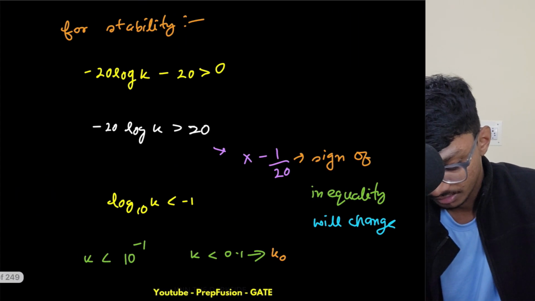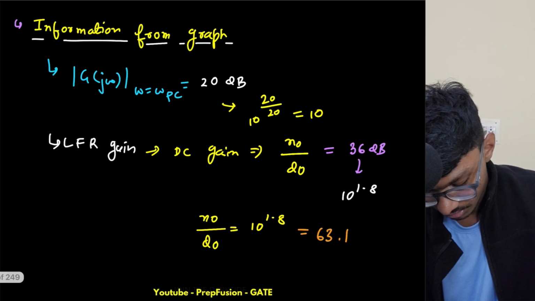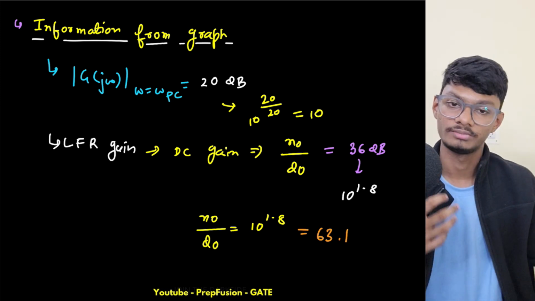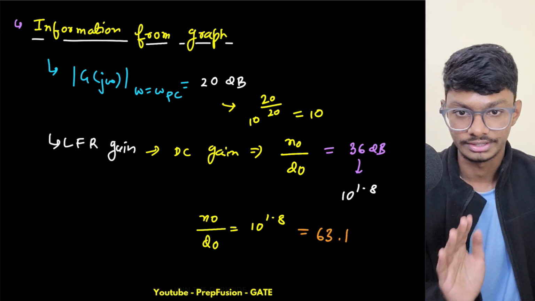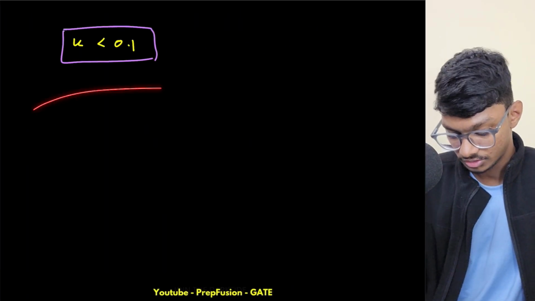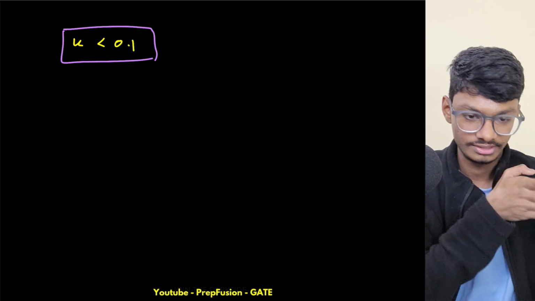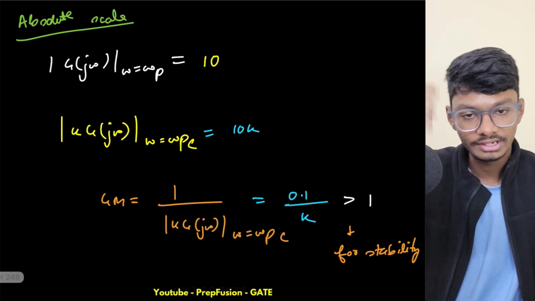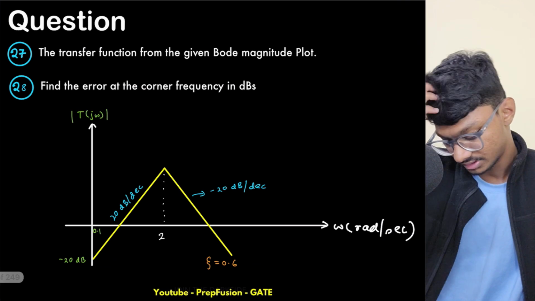Here we didn't need this information, the n naught by d naught. In some questions it may be needed, it may not be needed. Slowly, by solving questions only, you will understand when you need to write this or not. So these are the 2 methods you can do, with absolute scale and also with dB scale. In dB scale, the problem of negative comes up because everything is in algebraic sums, but in absolute scale it is multiplication, so that problem won't come.